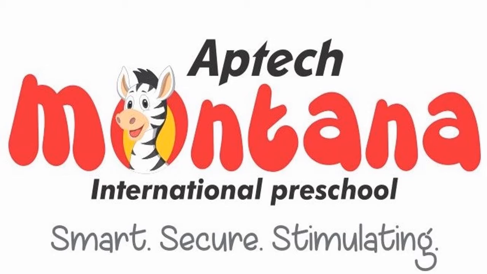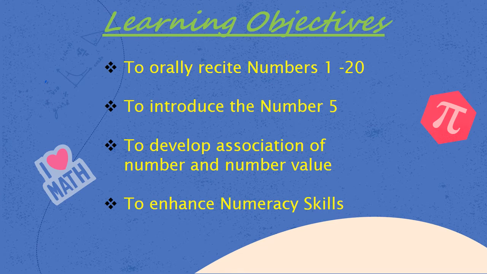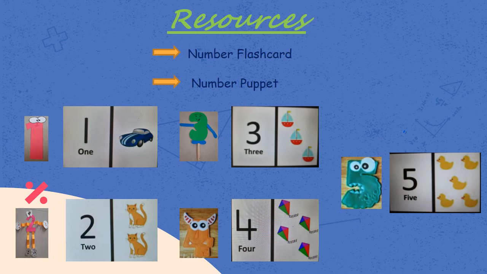Let's check out the learning objectives and the resources we need for the activity. The learning objectives are to orally recite numbers 1 to 20, to introduce the number 5, to develop association of number and the number value, and to enhance numeracy skills. The resources that we need for the activity are number flashcards and a number puppet.